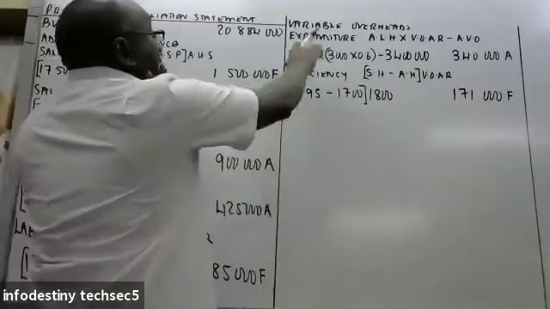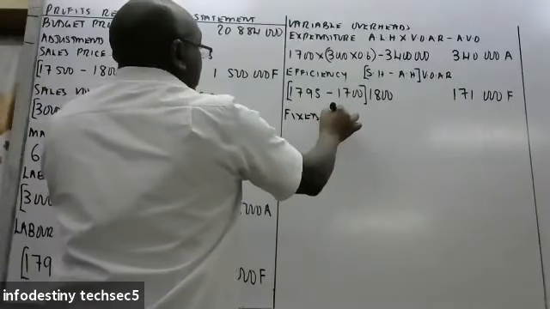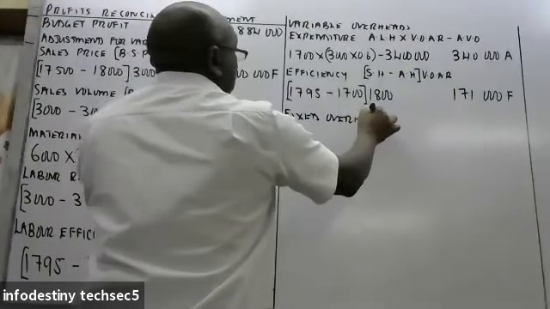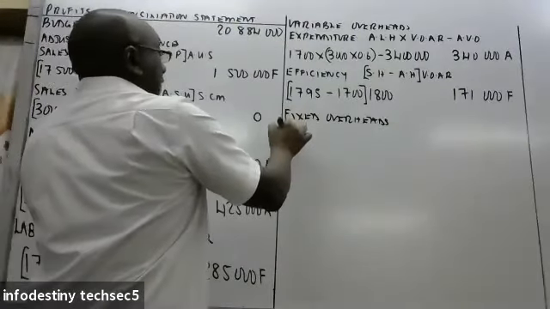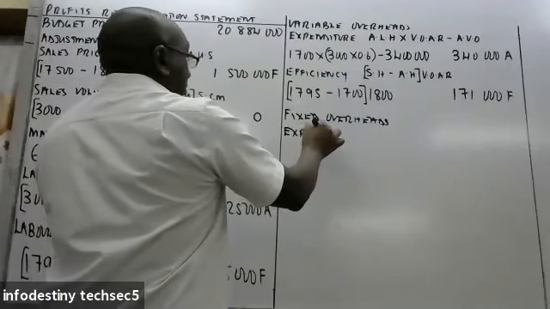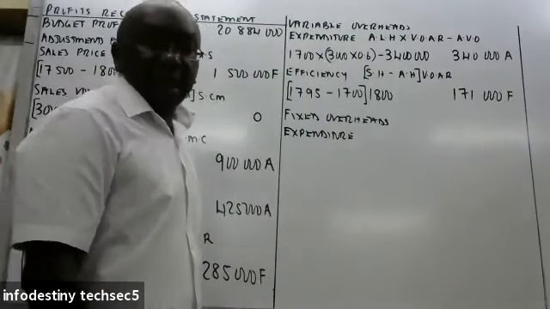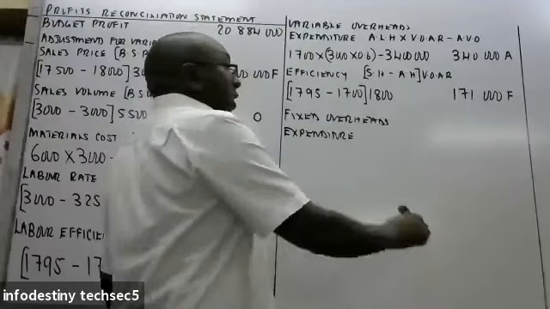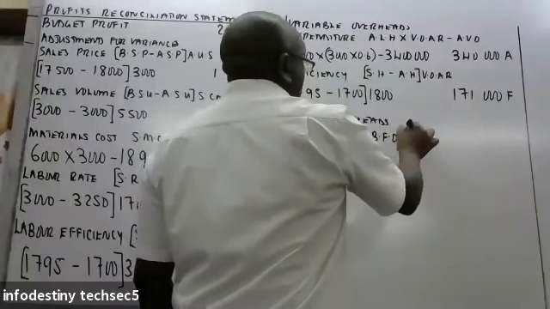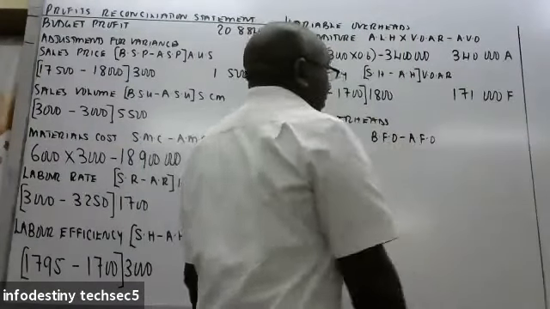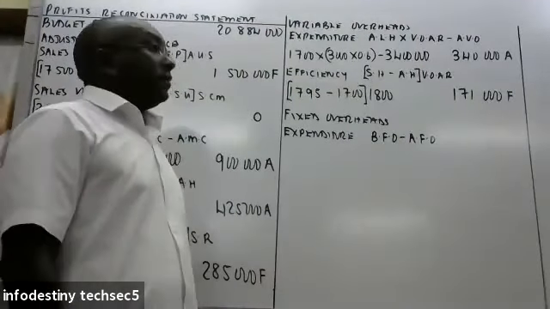Okay. So we are through with variable overheads. Let's go to fixed overheads. Now, fixed overheads, there are two components. The first one is called expenditure. And we say expenditure is given as, yes, even Ian confirms it, budget fixed overheads minus actual fixed overheads.